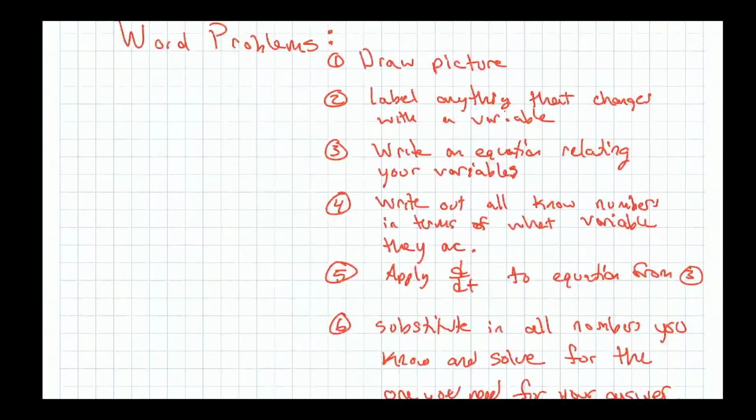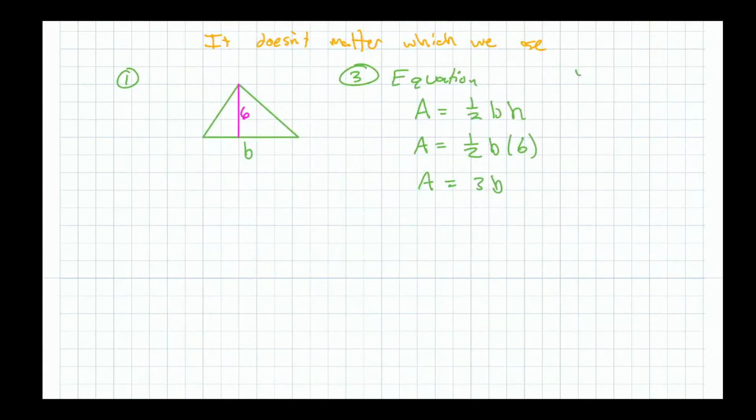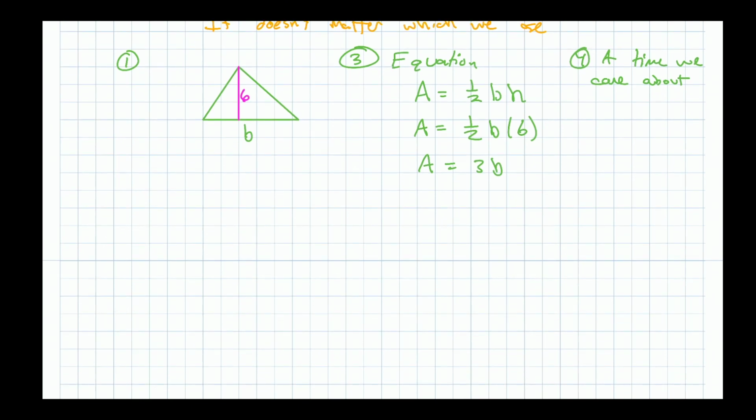All right, step 4. Write out all the numbers in terms of what variables they are. Like what do we know about numbers? So at the time we care about, there's only 2 variables, right? There's no h because h is fixed. So there's only A and b. So there's a b, a db dt, then there's an A, and then there's a dA dt, right? Those are the 4 we got.